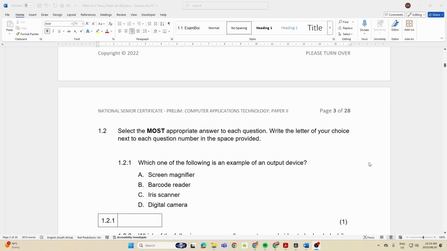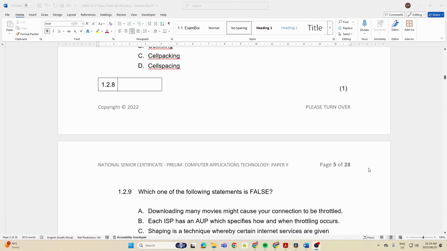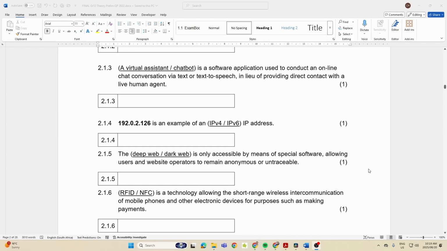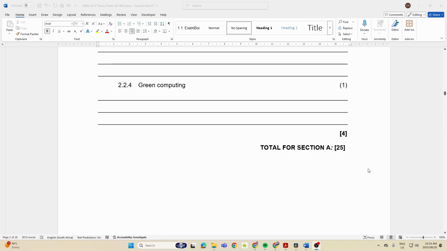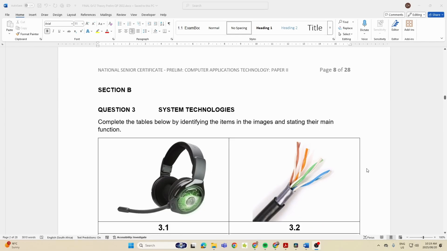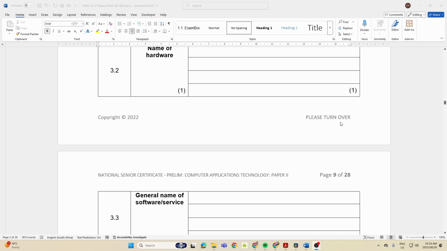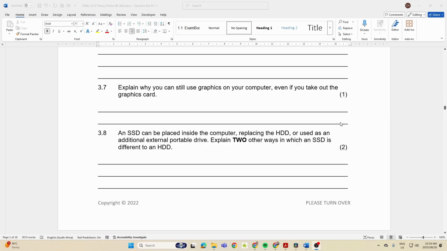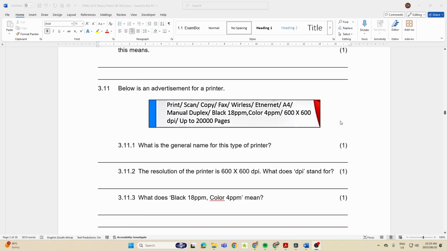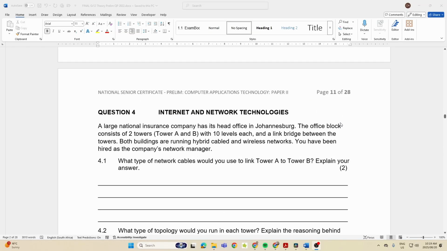So here we are with the 2022 paper. We've gone through question 1 and question 2. So again, we are now looking at section B. So we're just going to do a quick overview. You can see what they're asking us here. Looks more like the specs of the PC, some hardware, some printing.